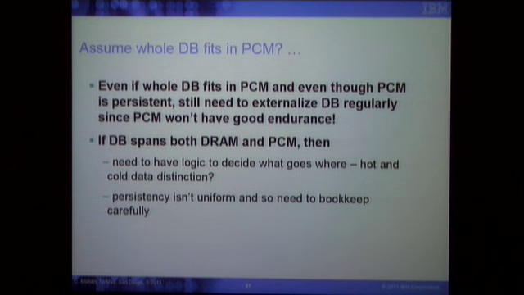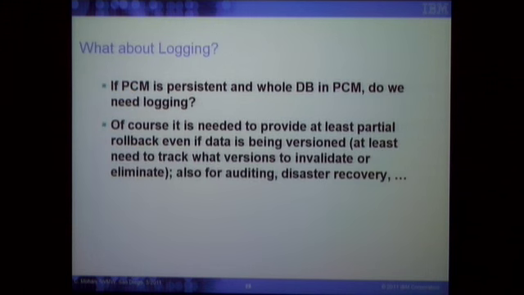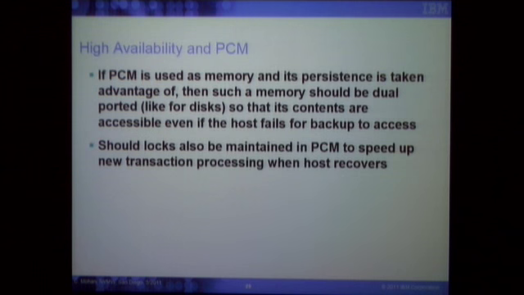And in order to do that roll forward, you will still need log records or some way of redoing the transactions that executed in the meantime between the last backup and now. I think I've already covered this, so I shall ignore this. High availability, again, I think I've covered this.